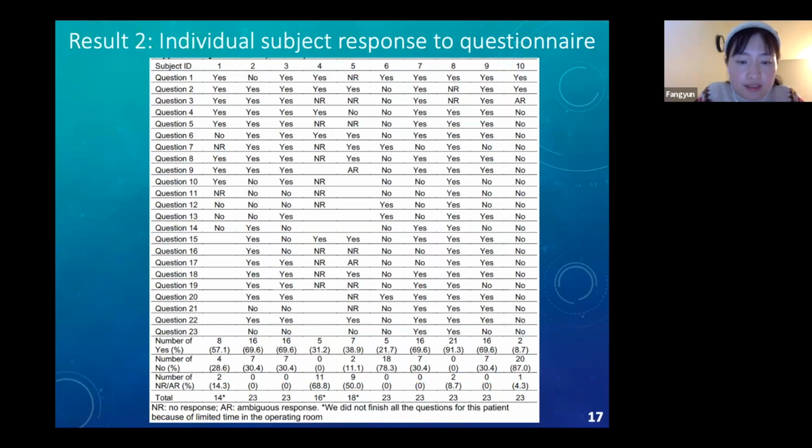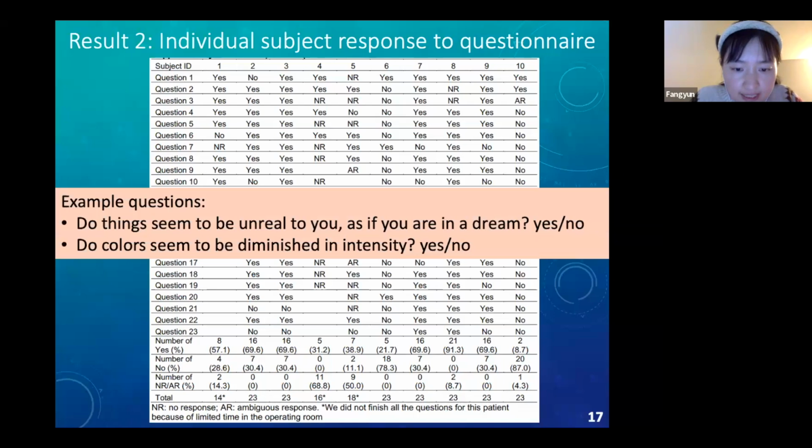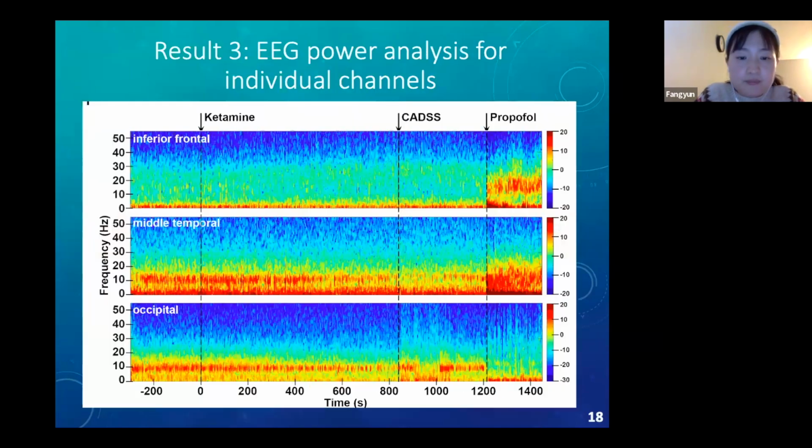We are using an abbreviated version of the questionnaire to assess the dissociative states. Example questions are like, do things seem to be real, unreal to you as if you are in a dream, or do colors seem to be diminished in intensity? Patients answer yes or no to the questions. The responses on the questionnaire are consistent with the dissociative states induced by subanesthetic ketamine.